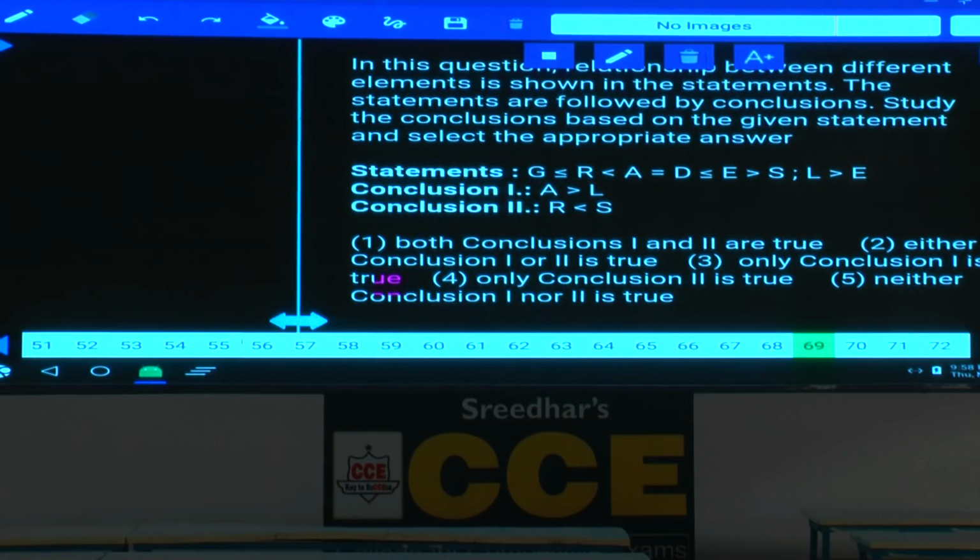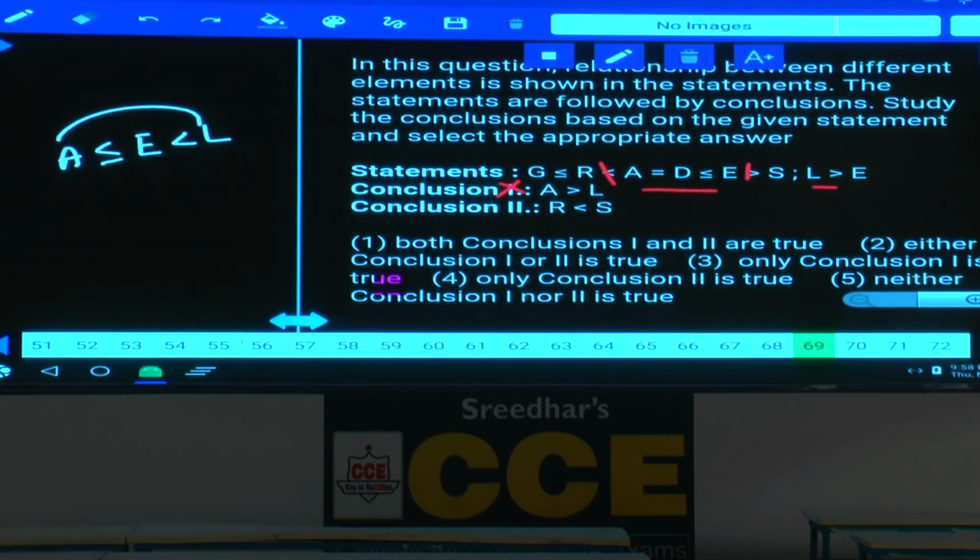Then 69, A and L. A is here and L is here. The letter which is common is E. Now between A and E, A lesser than or equals to E. L greater than E means E lesser than L. Now A lesser than L is true. That means greater than L is false. Then R and S. Between R and S, one lesser than, one greater than, this is also false. Hence neither 1 nor 2, choice 5.